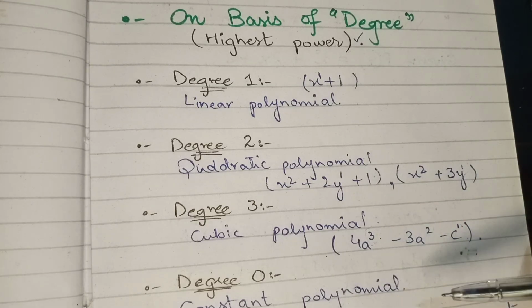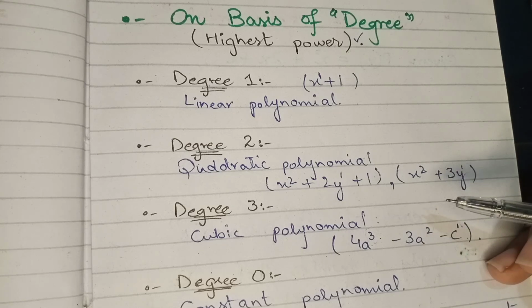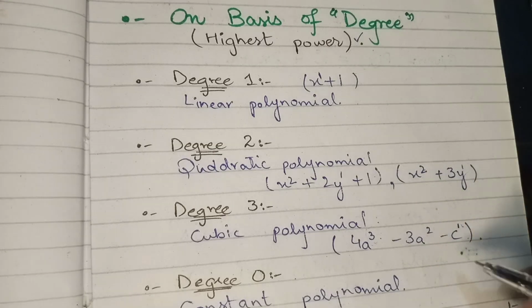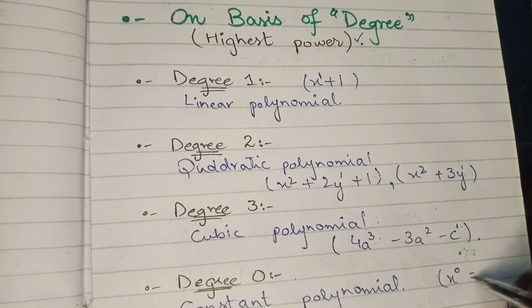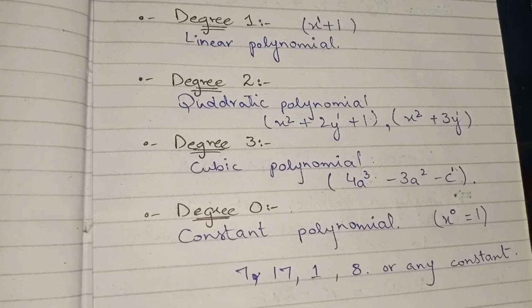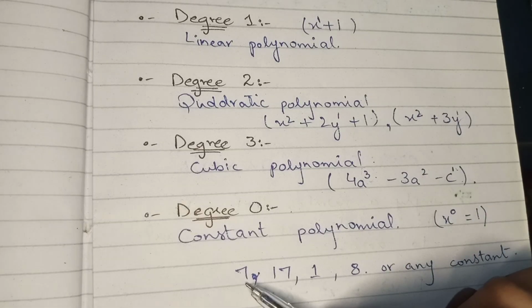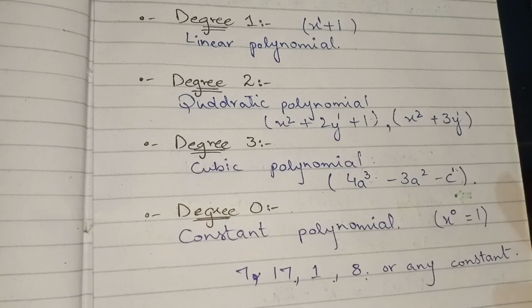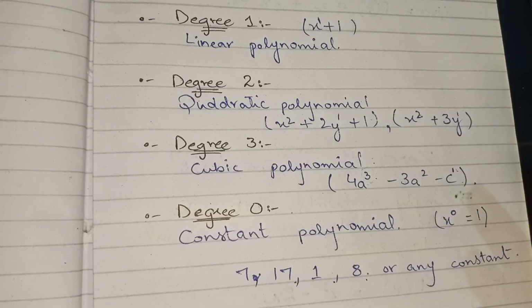Next, degree 0. Degree 0 is called degree 0 because here the power of x is 0. Whenever we write x to the power 0, it is equal to 1 definitely. So we call it a constant polynomial, represented simply with numbers like 7, 17, 1, 8, 9 or any other constant. It does not contain any variable. Its power remains 0 and its value remains simply a constant.